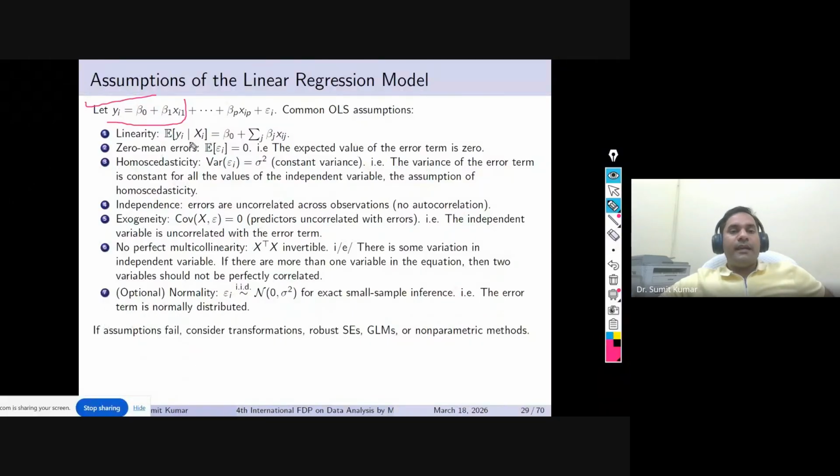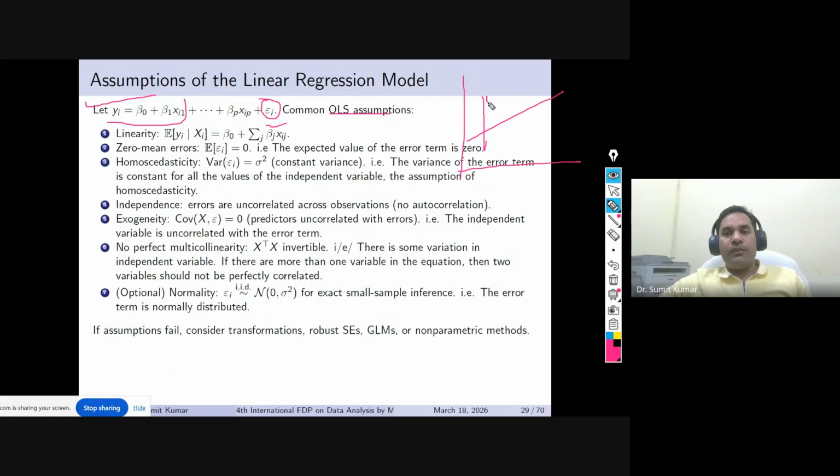So when you take any linear regression model and fit it using the least square method, or ordinary least squares, it follows linearity. This is linearity in the parameters, not the variables. Next, zero mean error: the error, this epsilon value, is normally distributed.